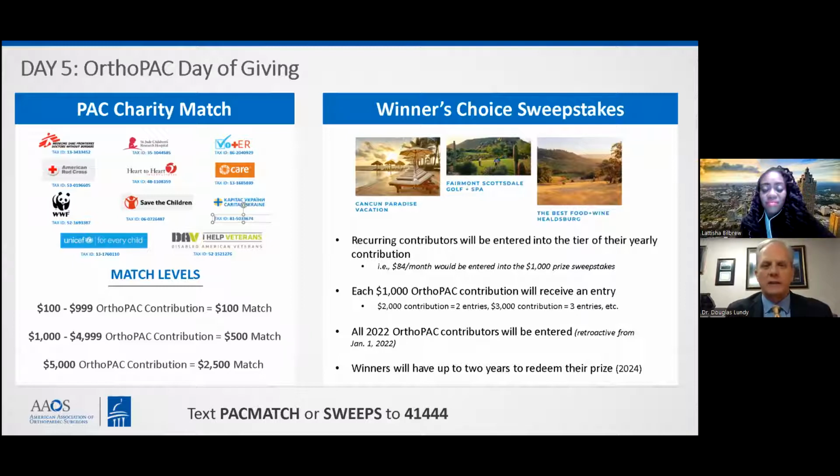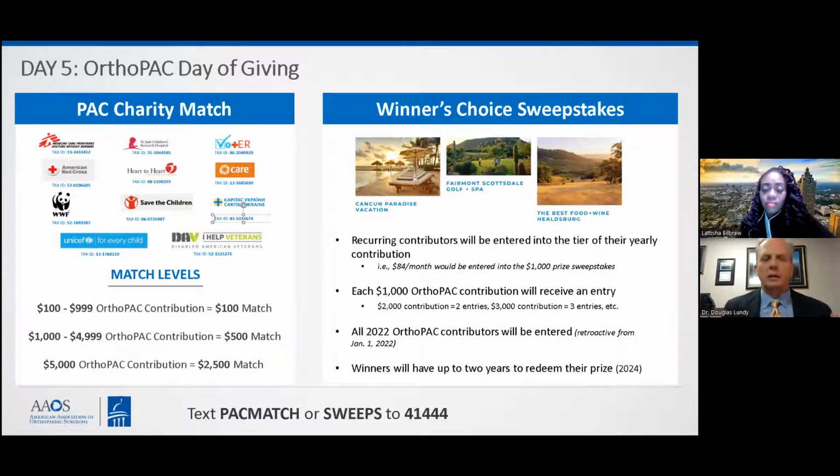And on the right, it's this winner's choice sweepstakes that in each of these categories, somebody's going to win. And if you look at the big one, there's a big one on there that's even a trip to Ireland. So there's a whole lot of cool stuff, Cancun, other things like that that you can win for this. This year, we're trying to get up and over $1 million for the PAC. It's a very divisive year. It's an election year. It's very, very important.